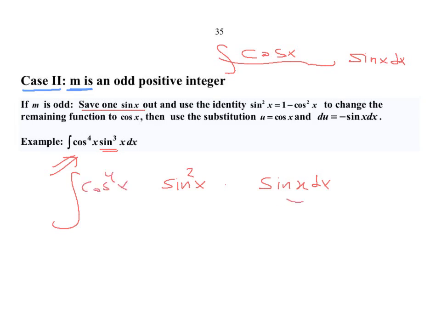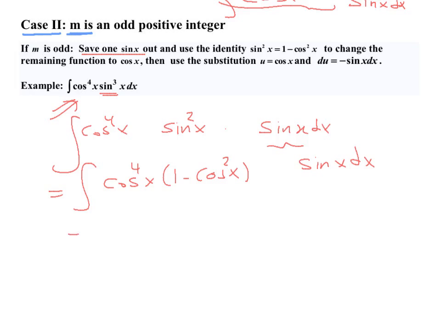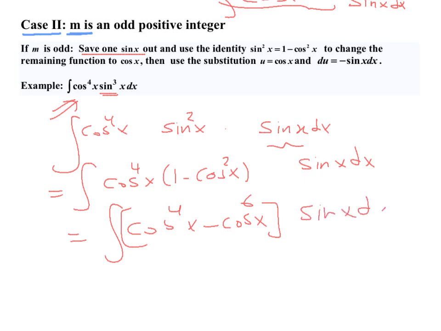See, what we take out, we change. We have taken out the sine, we change the sine squared. So this will become cosine to the 4 x, and this will become 1 minus cosine squared x. The saved sine x is kept out, not changed. Then if you open the bracket and simplify, this becomes cosine to the 4 minus cosine to the 6, times sine x.